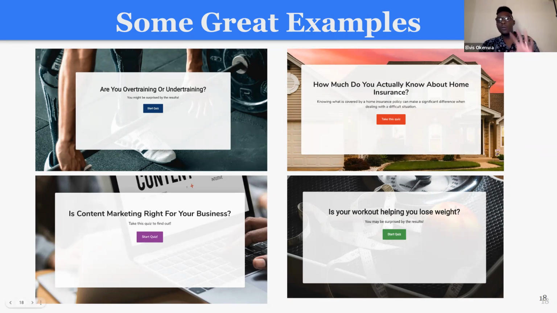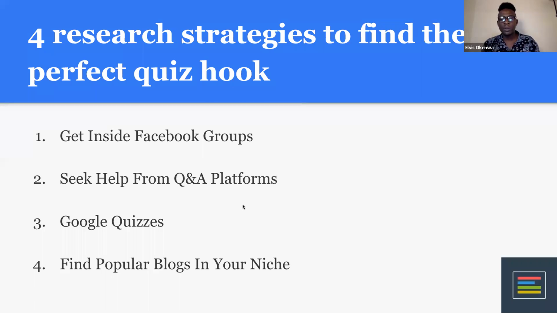Okay, now next I'm going to show you 4 research strategies that you can use to find your perfect quiz hook. The first is get inside Facebook groups. Go to Facebook and join groups that talk about topics related to the business or the niche you're in. Look for those conversations that have a lot of engagement, a lot of comments. In between those conversations, you're going to find gold. You're going to find what people are talking about, the issues they're facing, what they would like to resolve. In there, you can pick a quiz title based on the problems they're talking about. So get inside Facebook groups and LinkedIn groups and do what I just said.